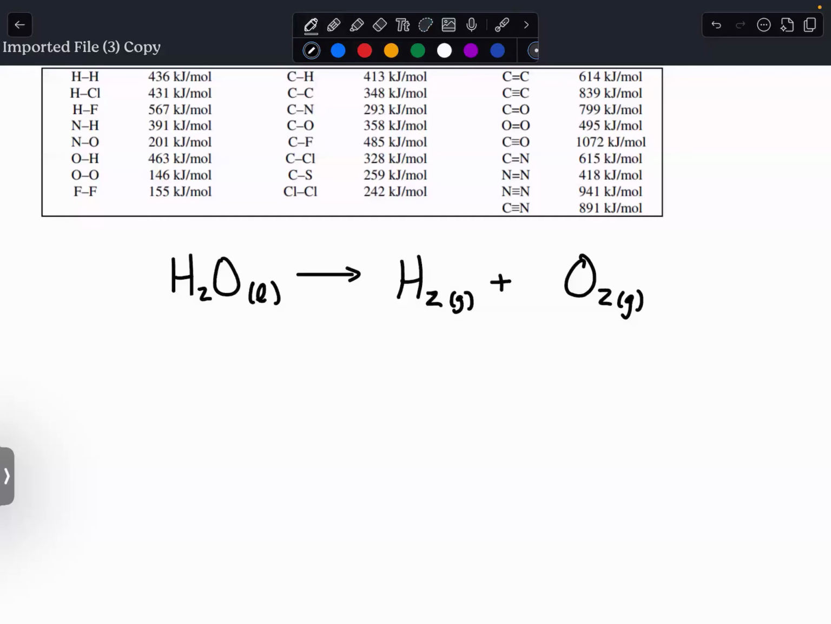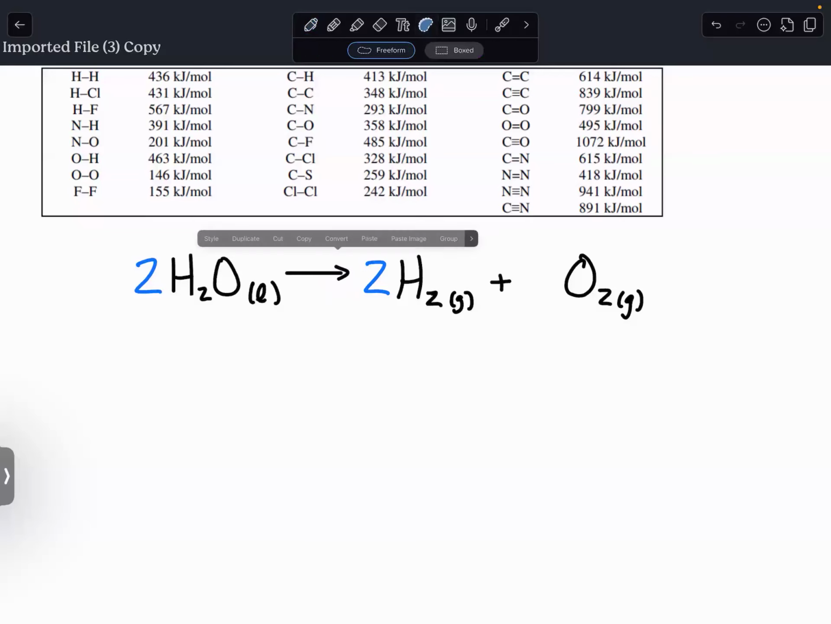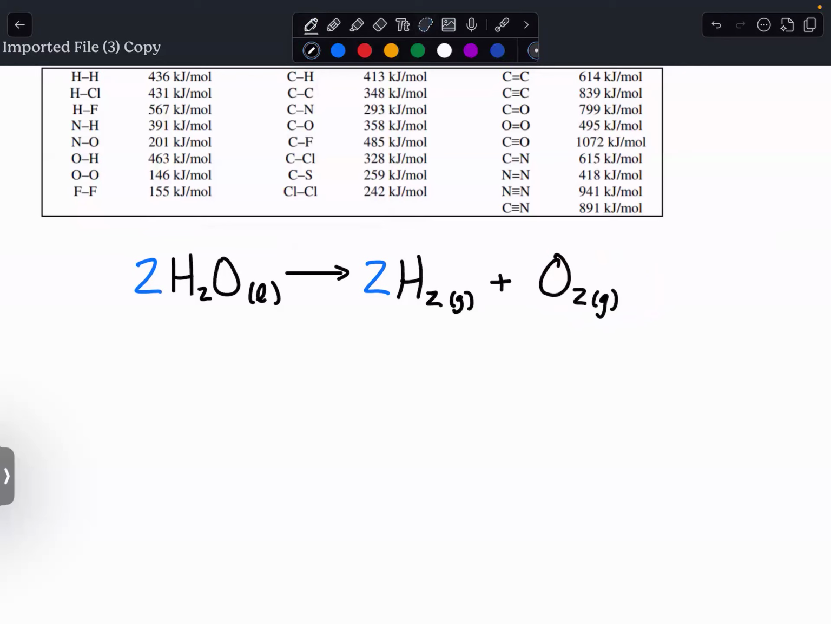All right, so we're going to need a 2 to balance our oxygens, and we'll have to update a 2 on our product side as well. And we want to, again, predict the delta H of this reaction. But now we're going to use a different method to do it. We're going to use these bond dissociation energies.